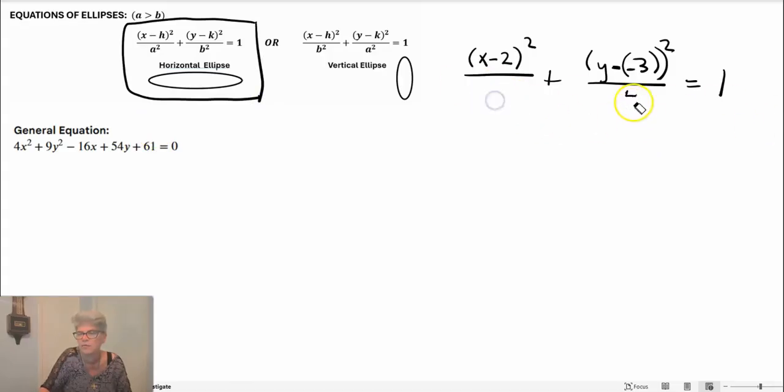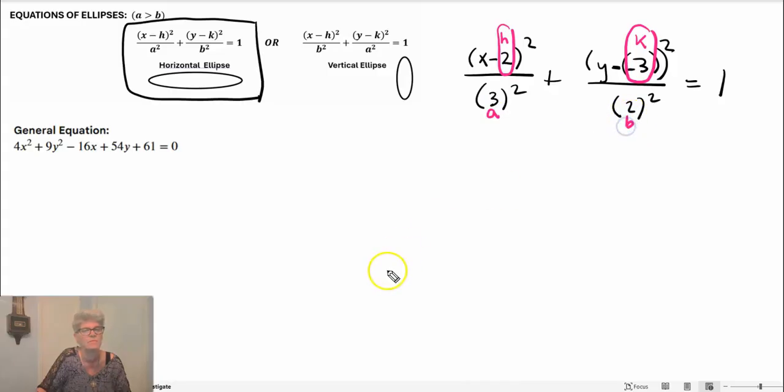So I might even want to go further now, and instead of 9, I'm going to write that as 3 squared, and instead of 4, I'm going to write that as 2 squared, because now I can just see what everything's going to be. It's x minus h, and so h is 2. It's y minus k, and so k is negative 3. And A is going to be 3, and B is going to be 2. And we're going to have a horizontal ellipse.